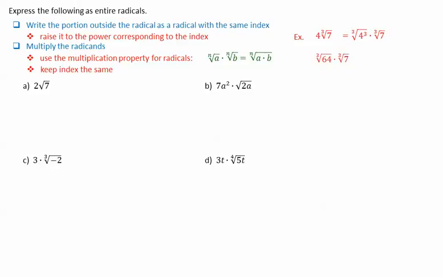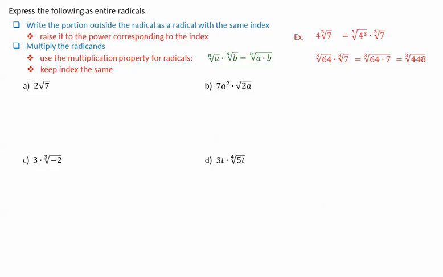Looking at our example, the cube root of 4 cubed is the cube root of 64. We multiply that by the cube root of 7. We can then multiply 64 times 7, giving us the cube root of 448.